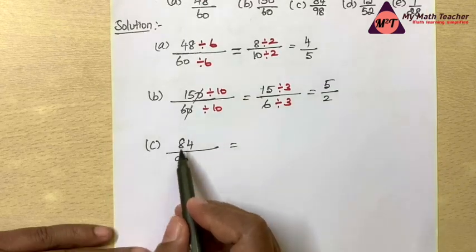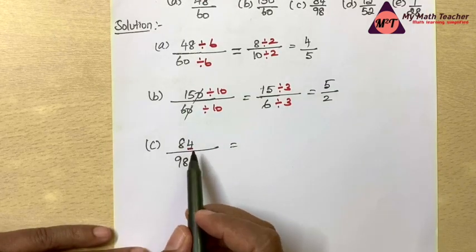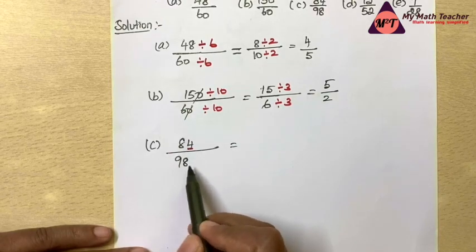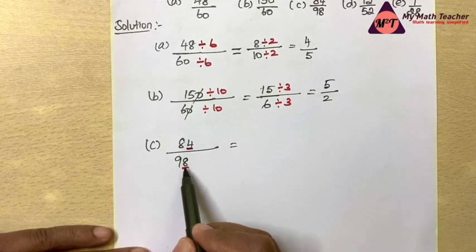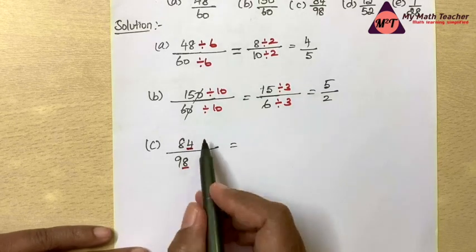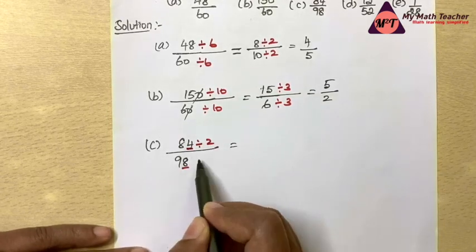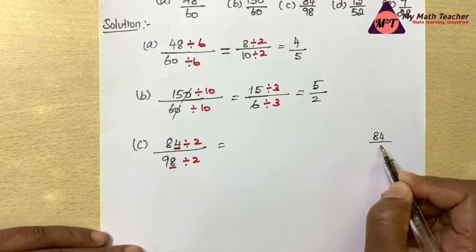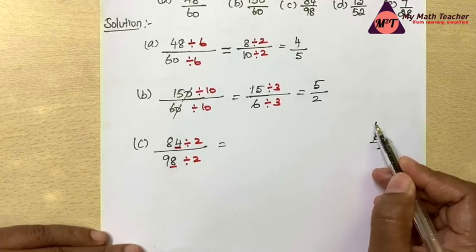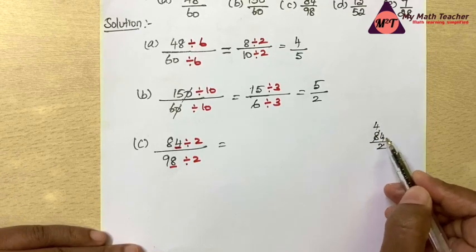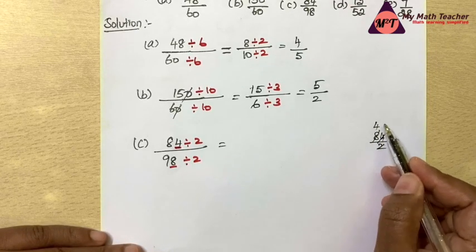Next subdivision, 84 divided by 98. If you can't think of any number which is common, just look at the ones place. Okay. So here it is 4 and 8. Both will definitely be divided by the number which is 2. 84 is divided by 2. How many 2's are there in 8? There will be 4 2's. Okay. And how many 2's are there in 4? There will be 2.